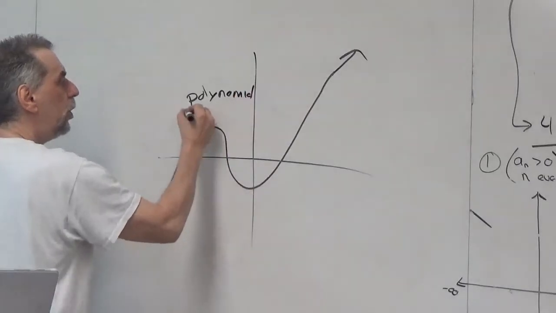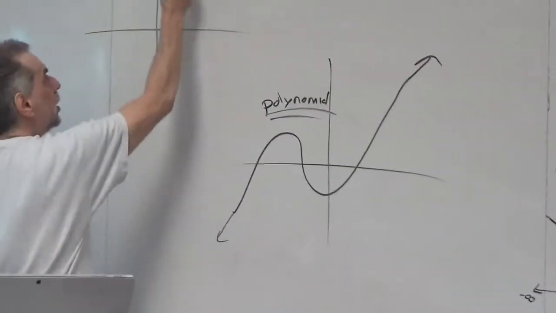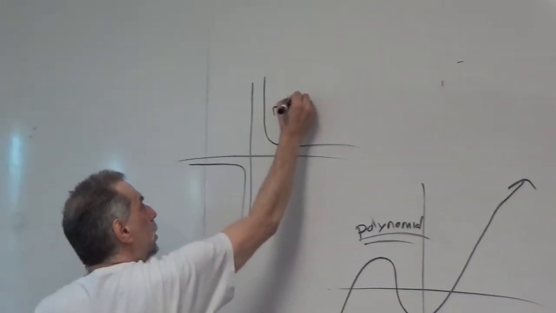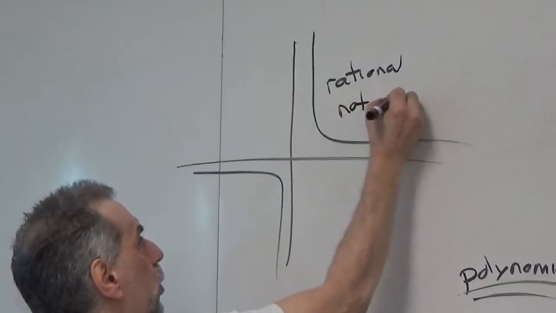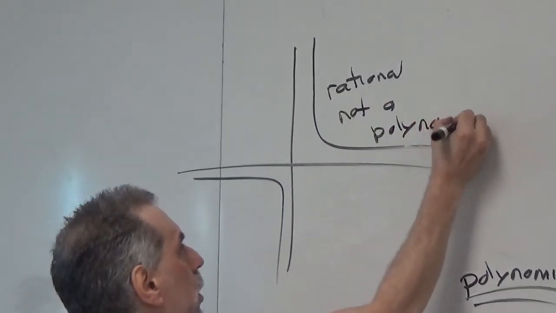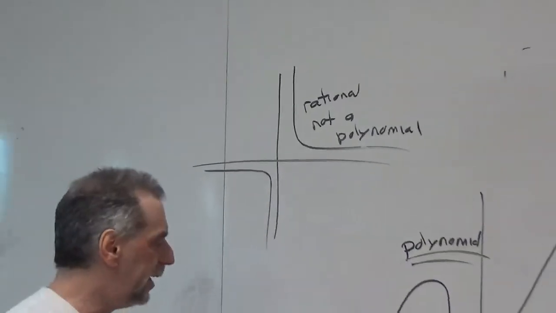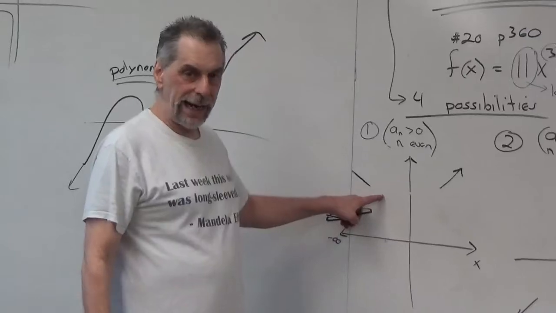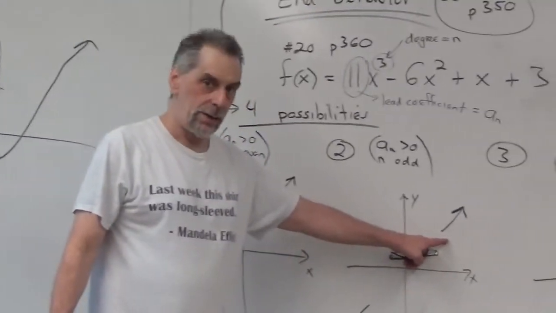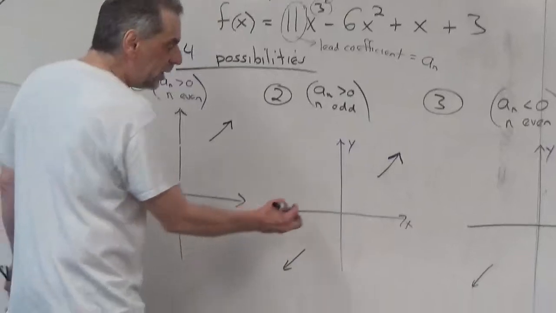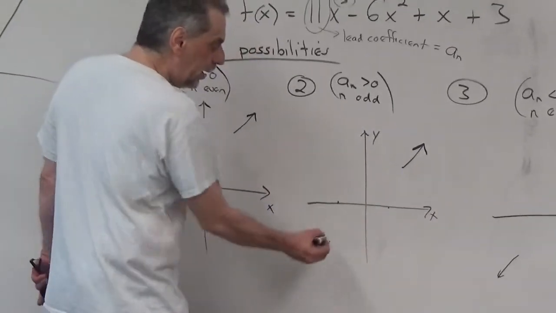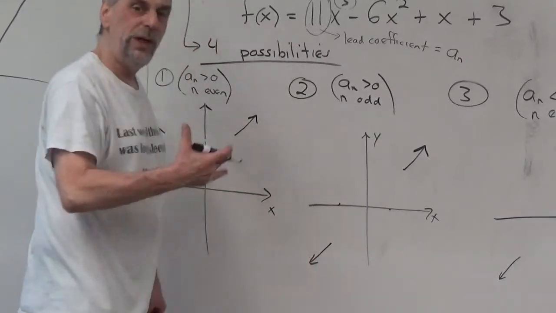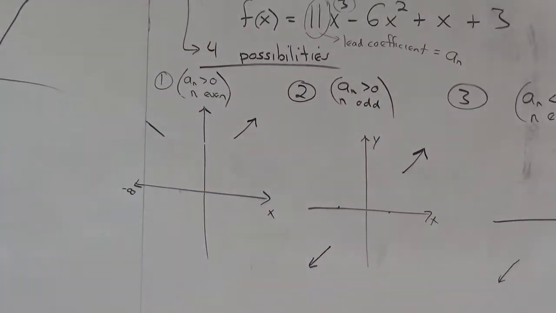We call it a smooth curve, as opposed to a rational, which might look something like this, where there's a break in it. This is a rational function, not a polynomial. So we use this fact that it's a smooth curve to know that from here to here, we're never going to have any breaks. So I know if there's an x-intercept here and an x-intercept here, there's not going to be any positive values between here and here, because it's a smooth curve. So we use that fact. Okay, so that's end behavior.